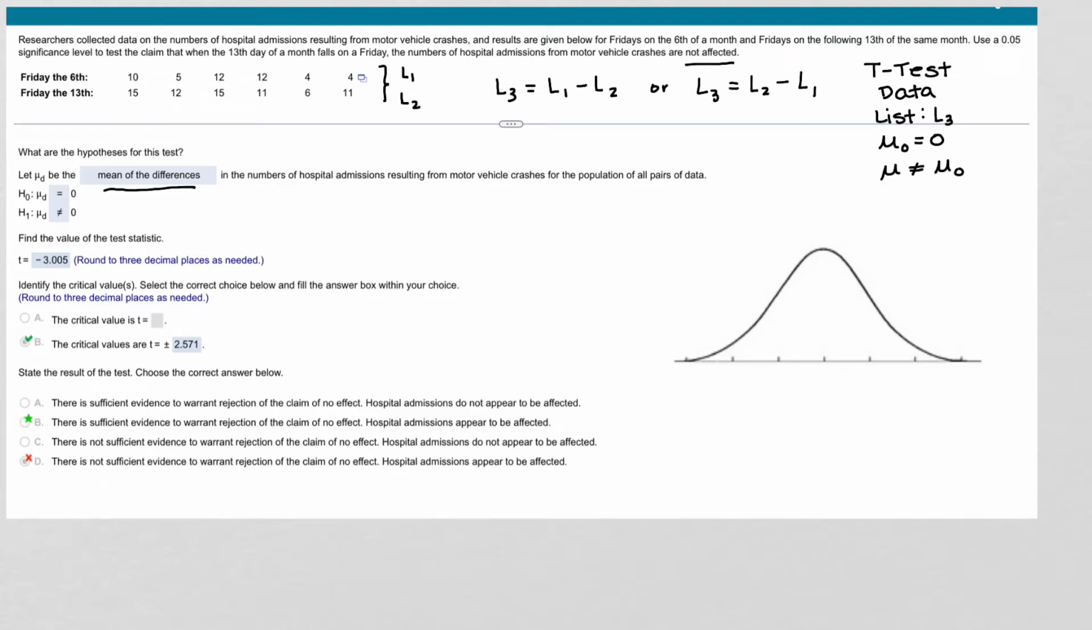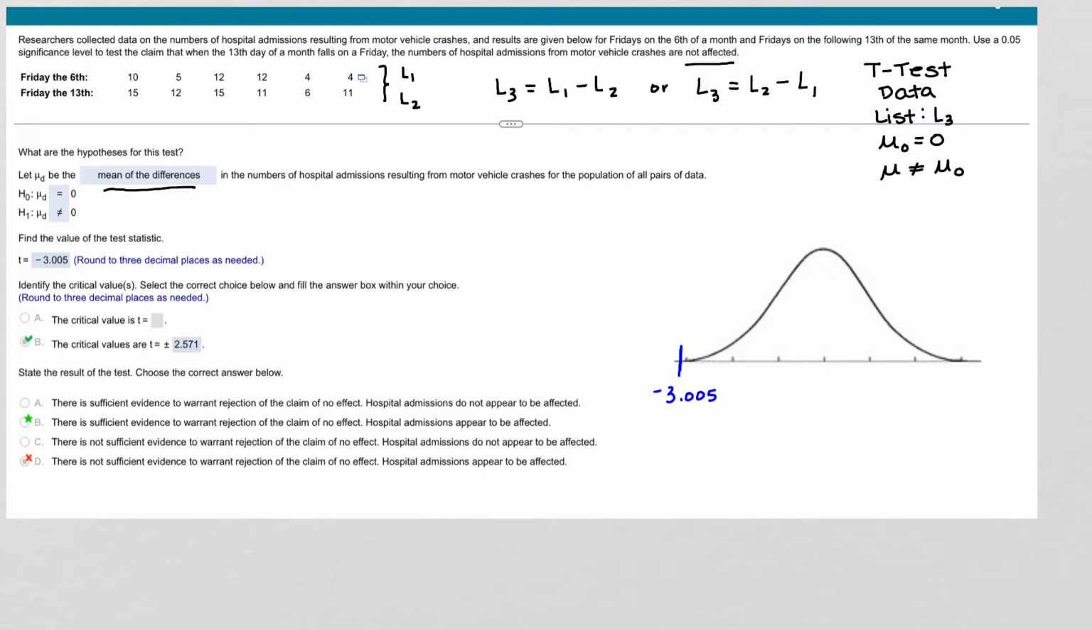So I've put a little t-distribution here. It's really a normal distribution, but it looks roughly the same as a t-distribution. So for our purposes, that's going to work fine. And where is our test statistic? Our test statistic is here just beyond negative 3. Okay.